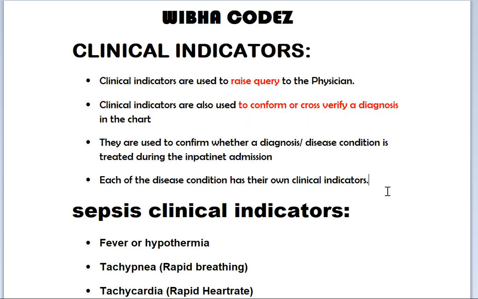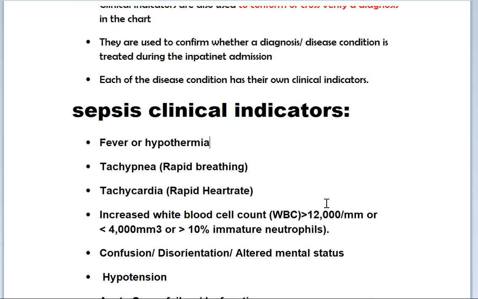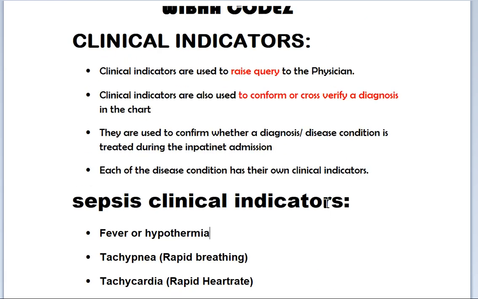Next, each disease condition has its own clinical indicators, because I already told you. For viral fever, there will be some set of symptoms. For sepsis, there will be some set of symptoms. For aspiration pneumonia, there will be some set of symptoms. Maybe one or two symptoms may coincide commonly for most of the conditions, but there will be some specific indicators for a particular condition also. So today we are going to see what are all the clinical indicators for sepsis.